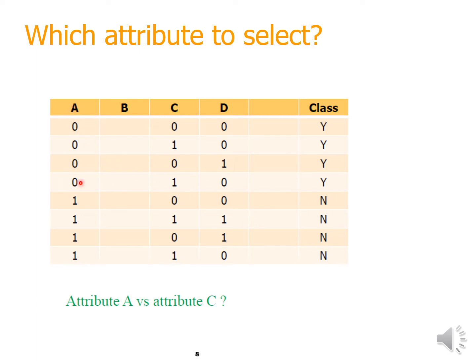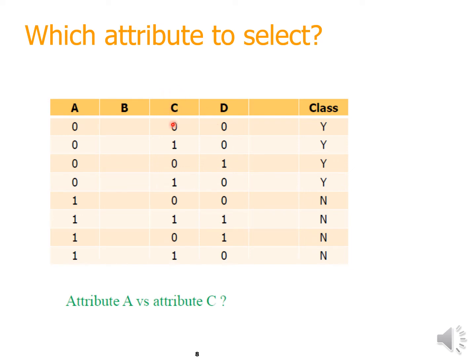So in attribute C's case, if attribute C is 0, we have 0, 0, 0, 0. The class values are Y, Y, N, N, so we have 2 Y and 2 N. And if C is 1, then we also have 2 Y and 2 N. So whether attribute C is 0 or 1, the class value is again 2 Y and 2 N.